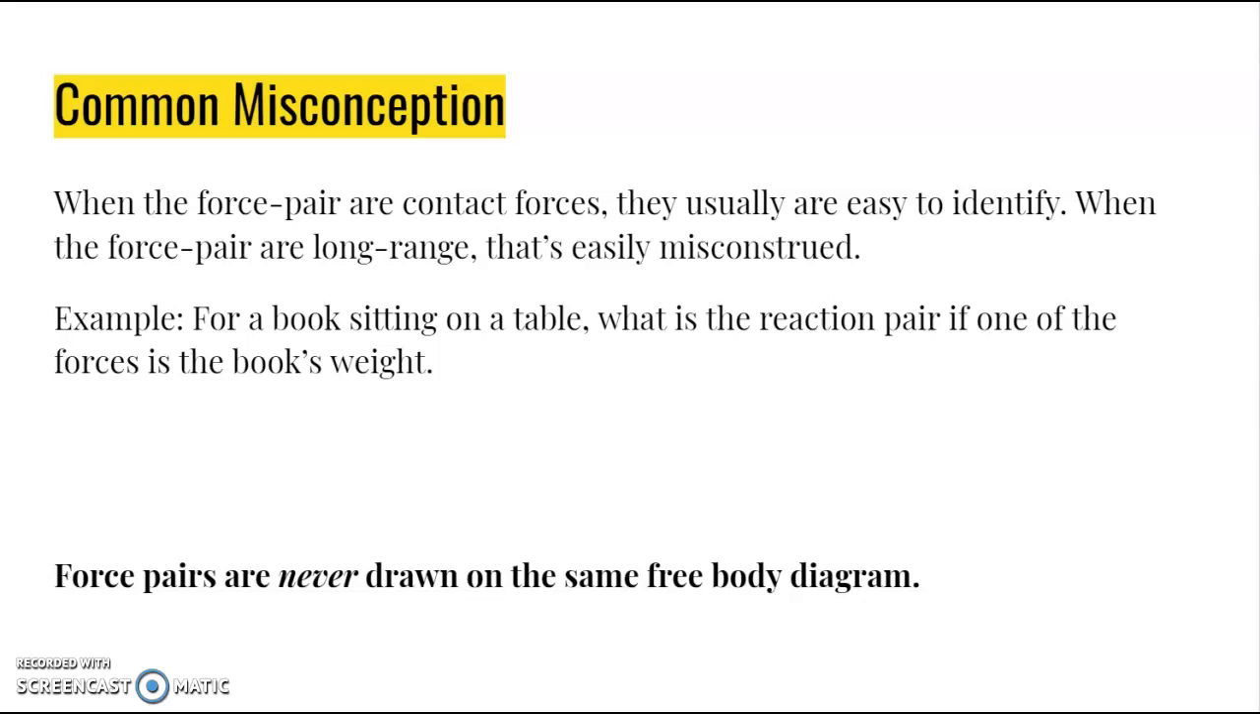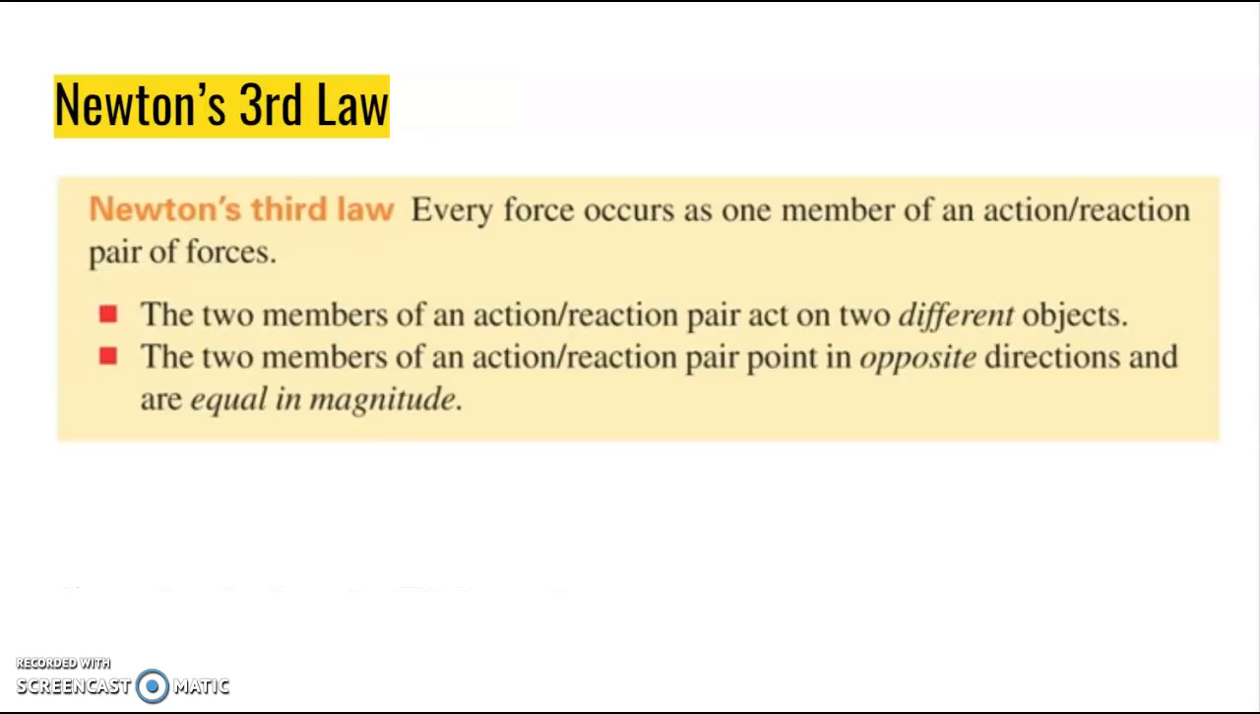The caveat here is that force pairs are never drawn on the same free body diagram. A free body diagram is one object and the forces acting on that one object. Those are all forces caused by its interaction with other objects, whether through contact or long range. In summary, you can summarize Newton's third law as: every force occurs as a member of a Newton's third law force pair. These forces act on two different objects, and they are opposite in direction but equal in magnitude. So they're equal in strength, but they point in opposite ways.